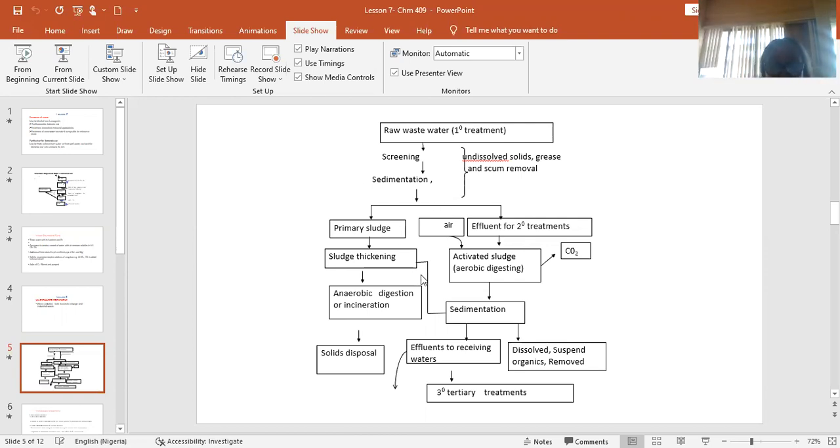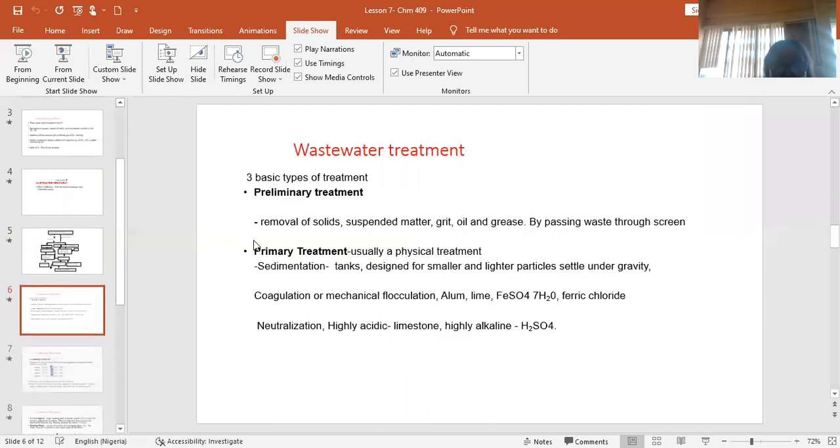All right. So this is the comprehensive method. We are now going to go into details. So I put there wastewater treatment, three basic types of wastewater treatment. The first is the preliminary wastewater treatment, and it involves removal of solids.